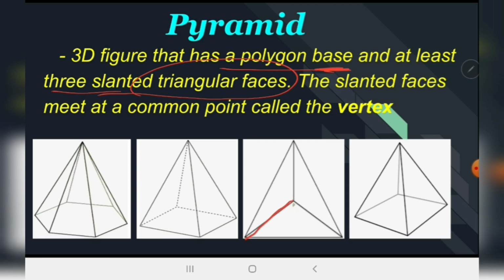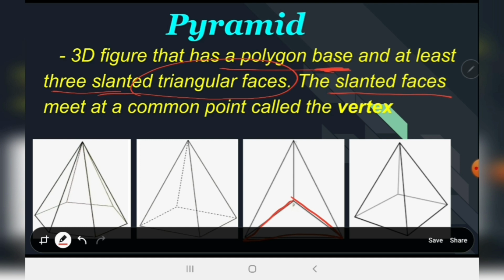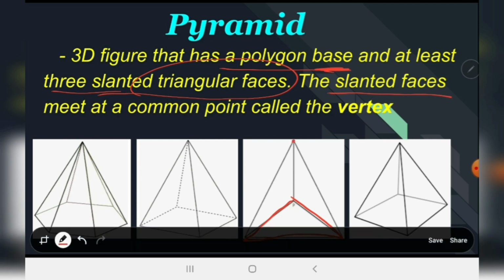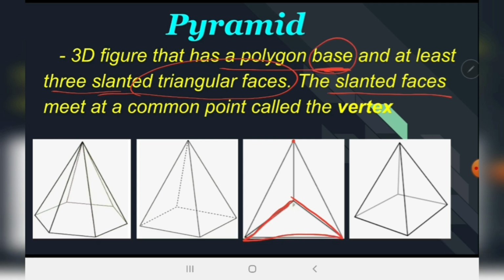So we have here a triangle, and the slanted faces meet at the common point called the vertex. So this is the vertex. Since our base is a triangle, this kind of pyramid is called a triangular pyramid.